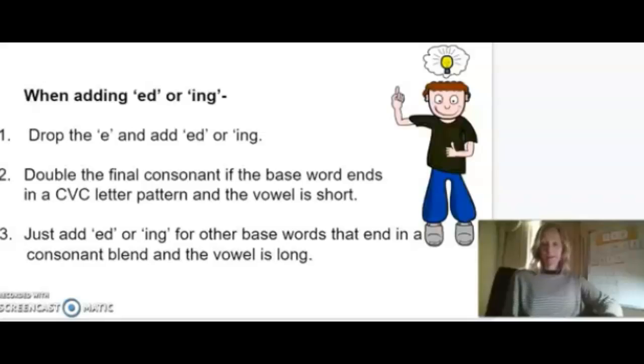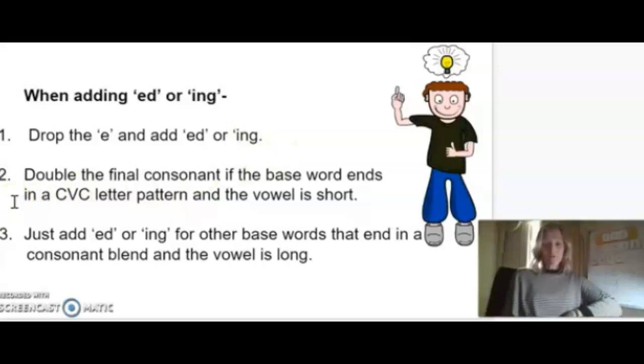Let's have a think. What were the three rules? Can you remember? I'll go back and find the slide that shows us those rules. Here they are. They were all, well, when we learned them about adding ed, but these will all be exactly the same when we're adding ing to make a present tense verb. So the first rule was if the base word has an e at the end, we drop that e off, we add ed. And in the present tense, we drop the e off and we add ing.